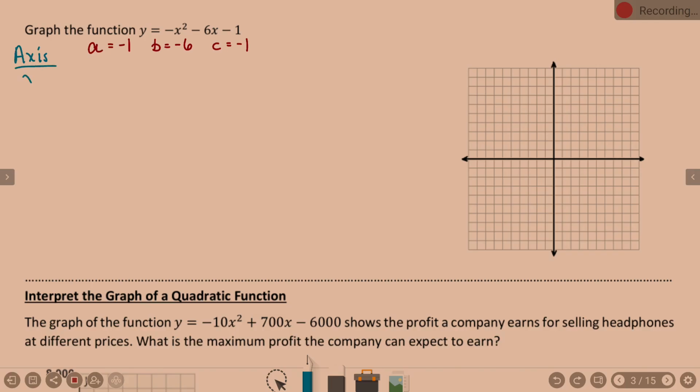That formula is x equals negative b over 2a. The negative of -6, or the opposite of -6, over 2 times a, 2 times -1. The negative of -6 is positive 6. 2 times -1 is -2. 6 divided by -2 is -3. Axis of symmetry is x equals -3.